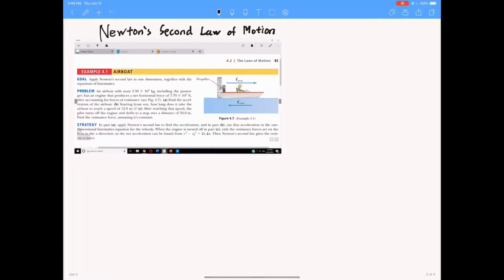So here's a quick example of how to solve a problem using Newton's second law of motion. The goal of this problem is to apply Newton's second law in one dimension, together with the equations of kinematics. The problem states, an airboat with a mass of 3.50 times 10 to the 2 kilograms, including the passenger, has an engine that produces a net horizontal force of 7.70 times 10 to the 2 newtons, after accounting for forces of resistance. Part A asks to find the acceleration of the airboat.